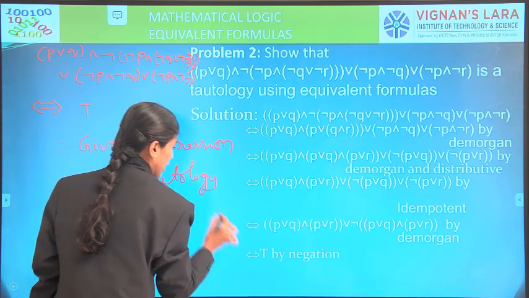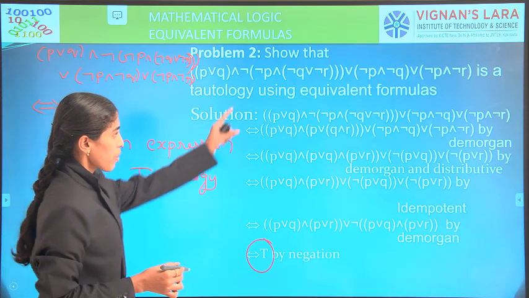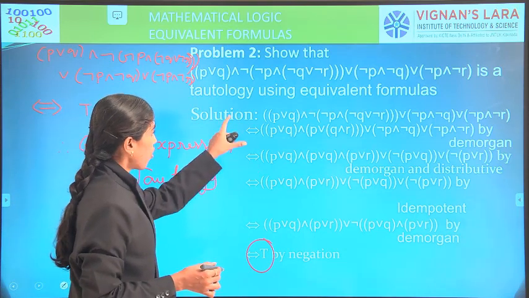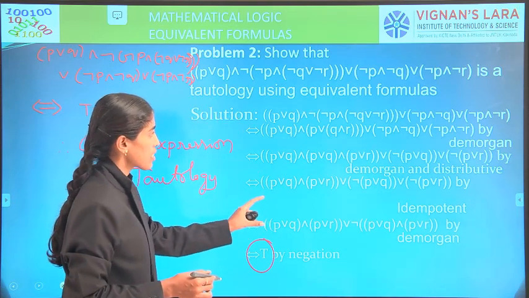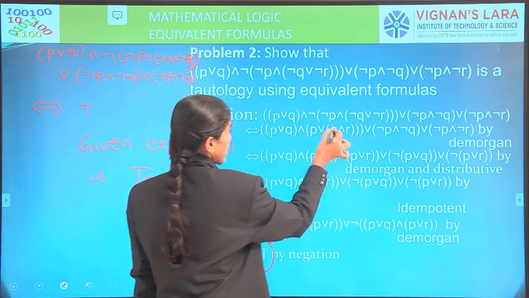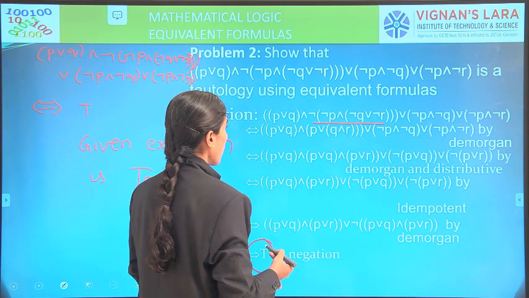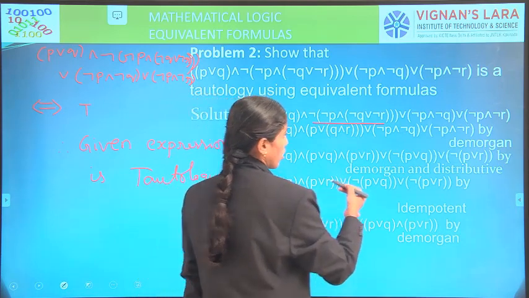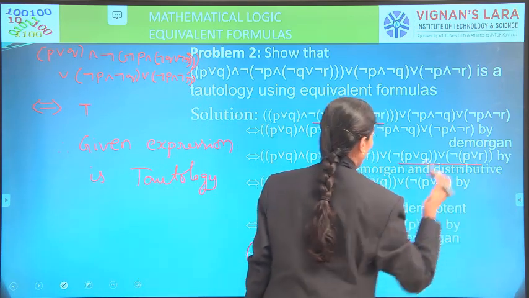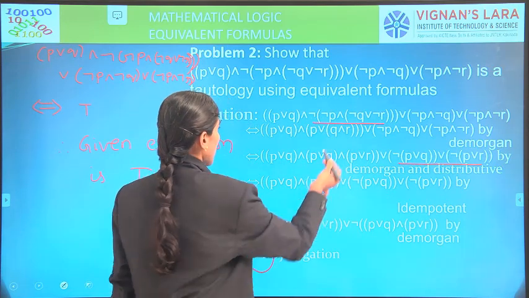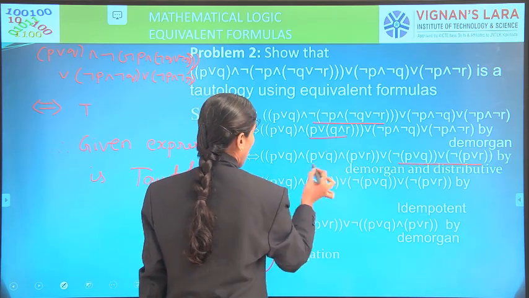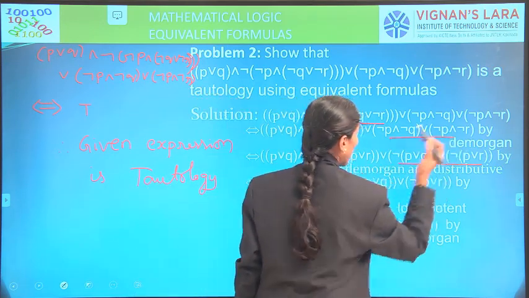Finally we are getting T. Same thing, I clearly write all the steps step by step. Here the modification is, here we are applying the De Morgan law. In the next step we write here, and here we apply the De Morgan. For the second term, here we apply distributive, here we apply De Morgan.